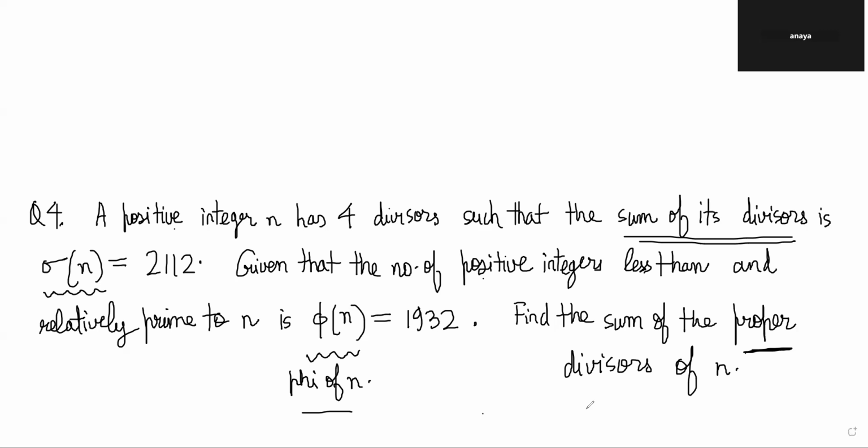We know that n has 4 positive divisors. If you know how to count divisors, there are only some ways in which you can make n like that. Suppose n was p into q into r, where these are prime numbers. How many divisors are there? 4. No, 5, because p, q, r, n, and 1.